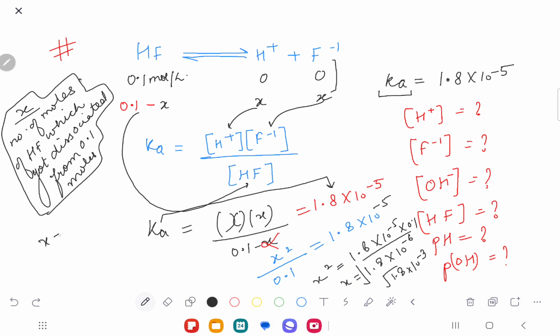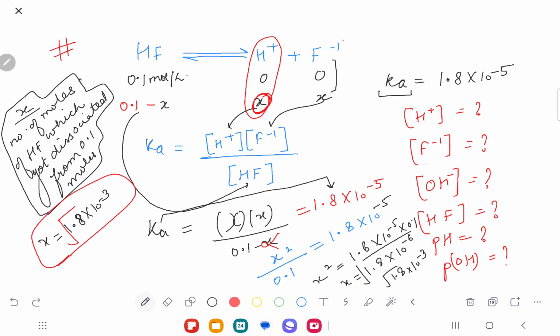And if I calculate X, 1.8 into 10 raised to the power minus 3, do you realize what is going to happen? If I say that X is going to be 1.8 into 10 raised to the minus 3, what is that according to you? Under root of this. So you have actually figured out what H plus is, because H plus is nothing but X. X you have figured out. You've also figured out what F negative is.